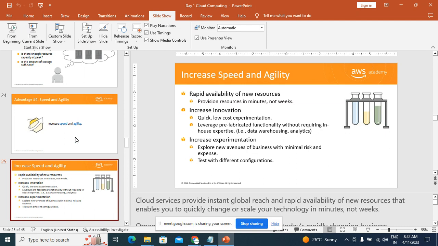Okay, so leverage prefabricated functionality without requiring in-house expertise. For example, as just now we were discussing adding an extra number of servers, you cannot experiment. For example, there is some limit. For example, 10 servers need to be connected. So if you are adding 5 more servers, you can't predict the functionality of it. So there might be some limitations. So only 10 need to be connected.